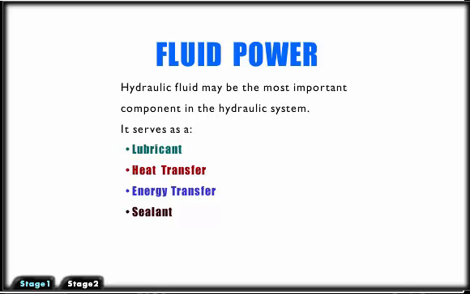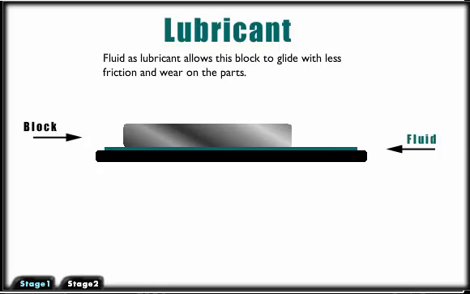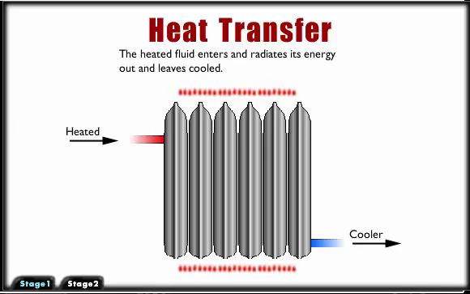Let's look at some examples of these. In our example of lubrication, hydraulic fluid as a lubricant allows this block to glide with less friction and wear on the parts. In our example of heat transfer medium, the heated fluid enters and radiates its energy out and leaves the system cooler.